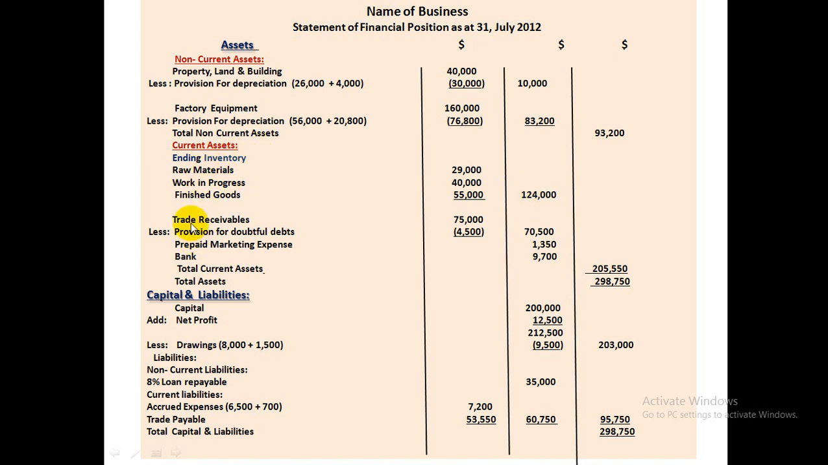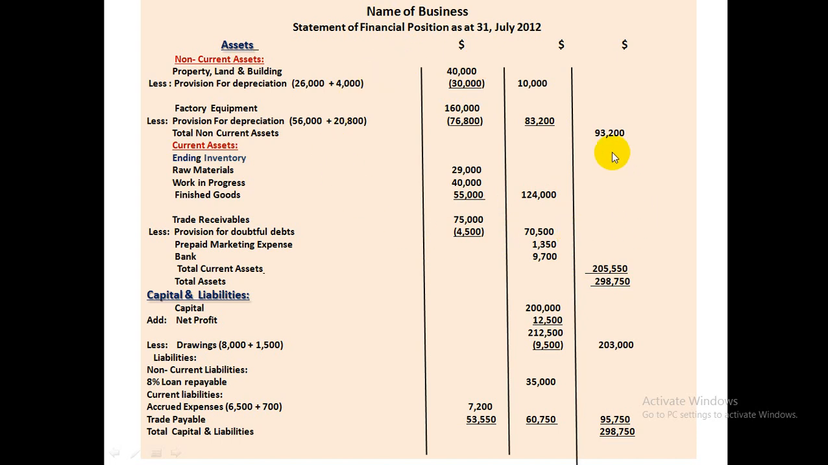Then we'll make a list of more current assets. Trade receivable is another asset which needs to be worked on. Therefore, trade receivable value is to be written in the first column and we will deduct its provision for doubtful debts from it, and net trade receivables will be listed here. Our first current asset, our second current asset. Then if we have more current assets like any prepaid expense or bank or any other current asset, it will be listed here in the second column, and we'll show the total of all current assets in the third column.